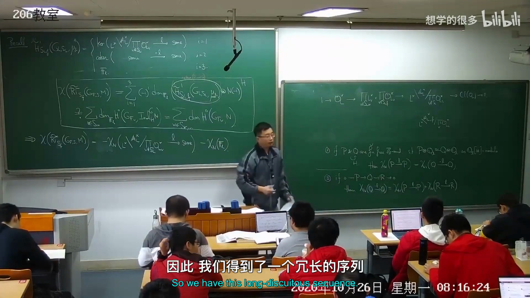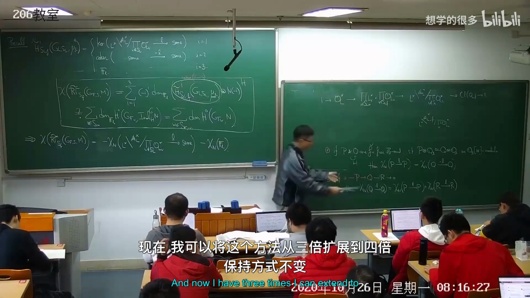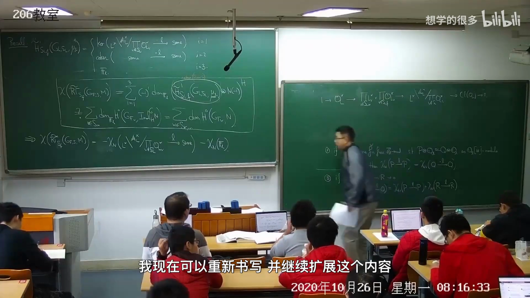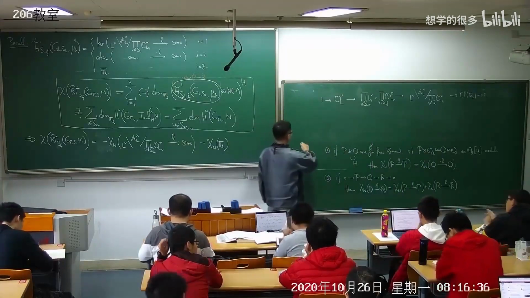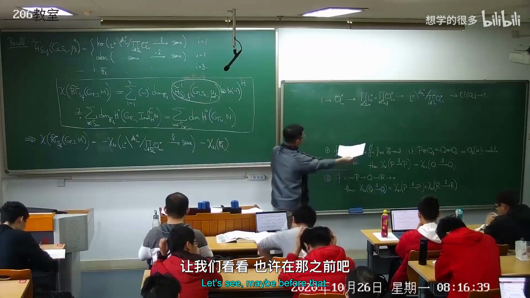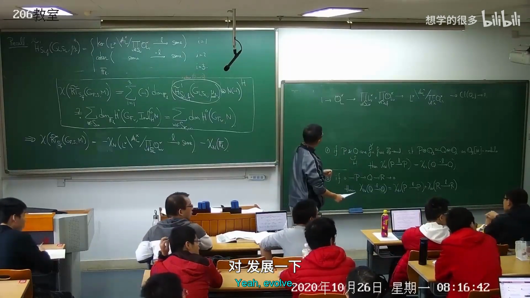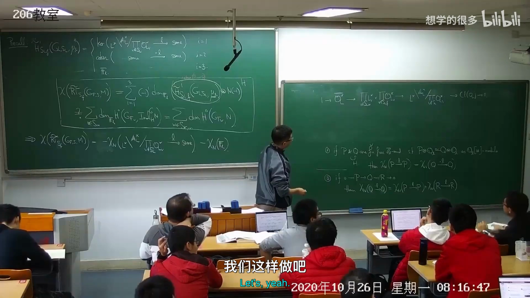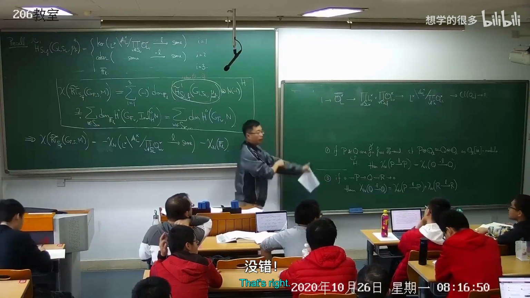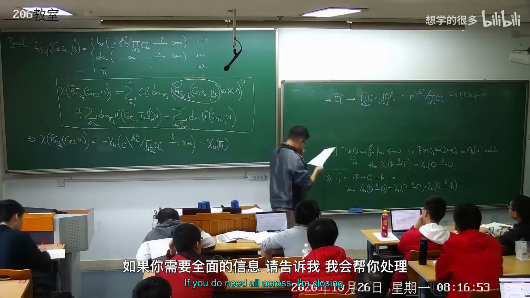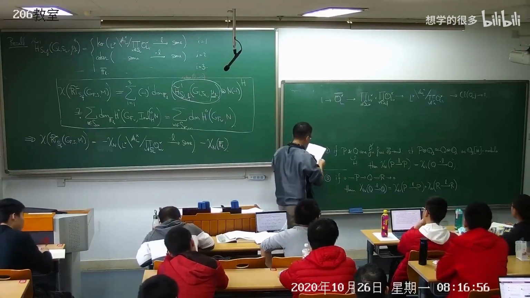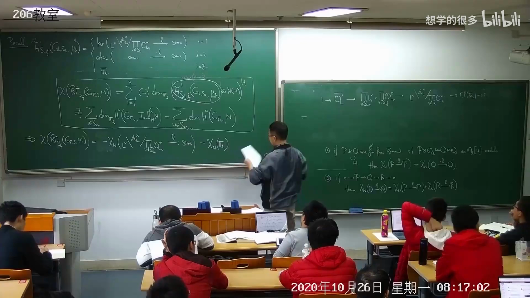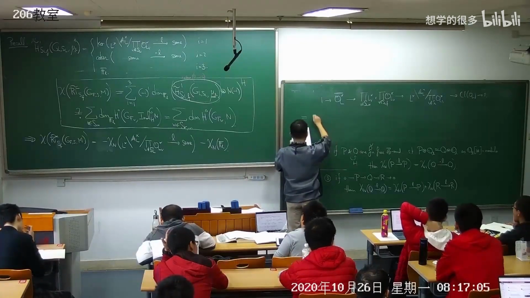So we have this long exact sequence. And now I have three terms, I can extend to four terms. That works the same way. Now I can continue to write this thing. Let's see, maybe before that, I do need an OL cross closure. Right. So now I can continue on this equality. Thank you for that comment.